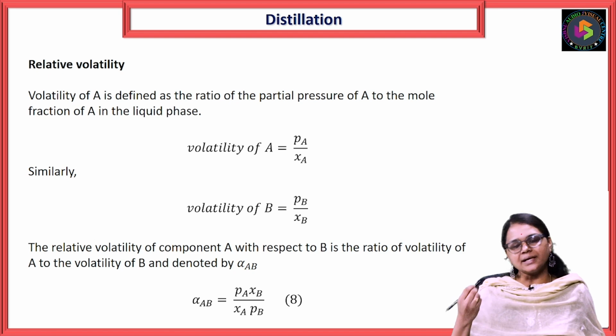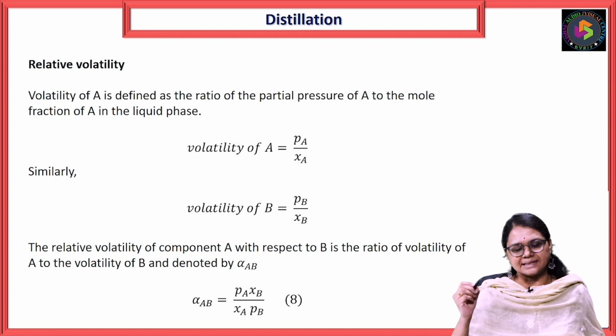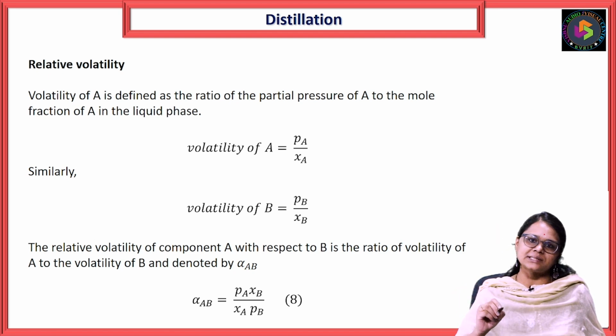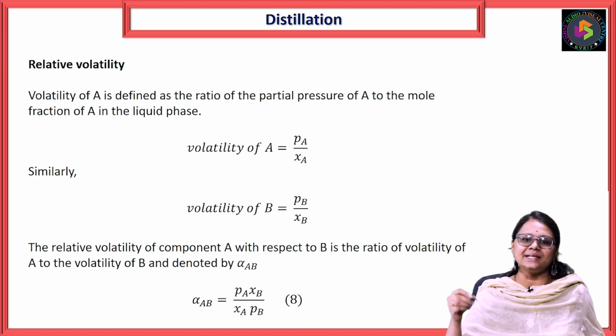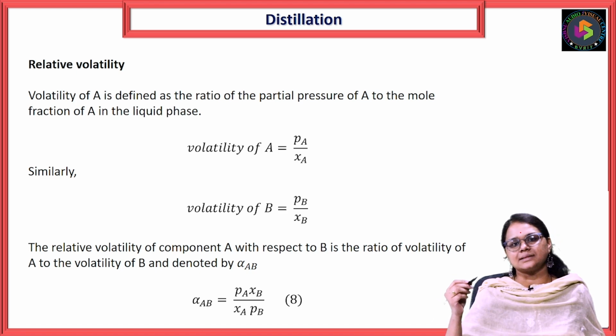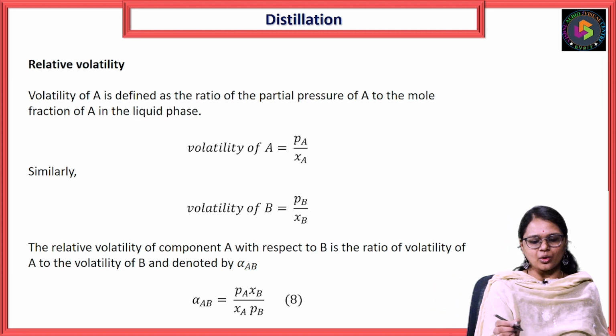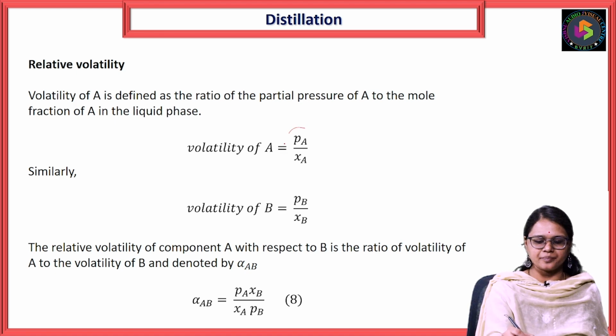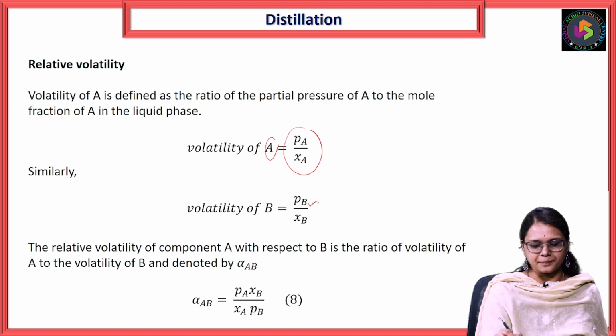Okay. So the next concept is relative volatility. As we understood, volatility talks about how easily a component can be separated out by boiling. Even at a minimum temperature, it starts boiling, so that component is a volatile component. The volatility of a component, in simple definition, is partial pressure by the mole fraction. For component A, I'll write A, and for component B, I'll write B.